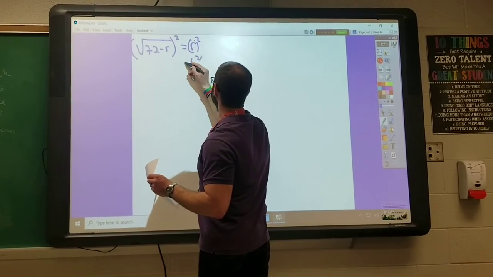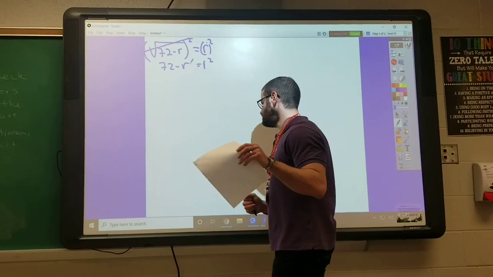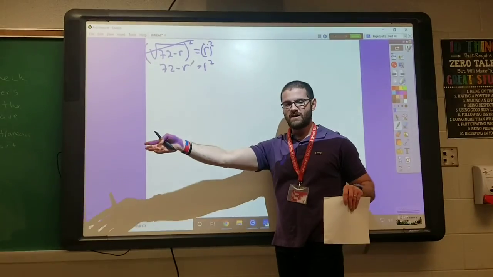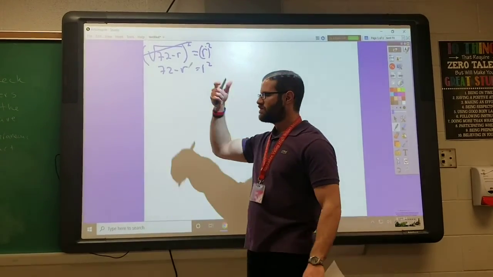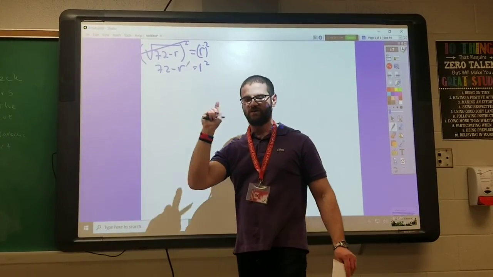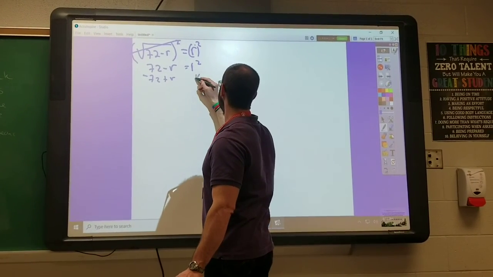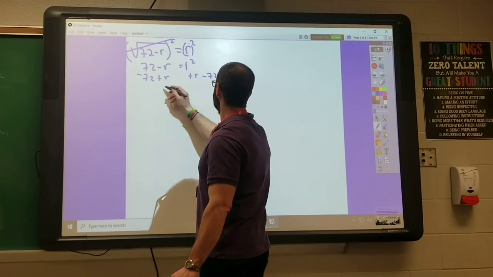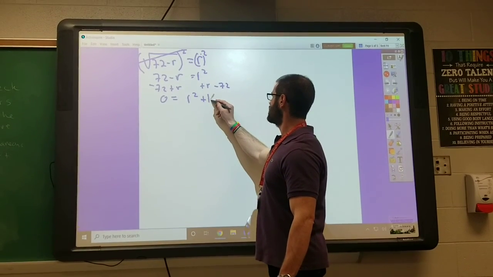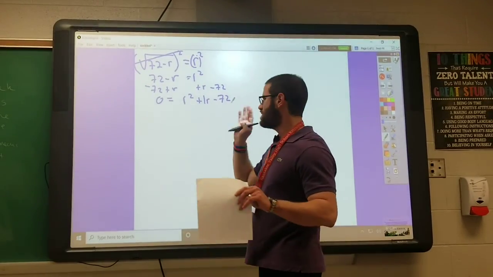So I have r squared on this side. Remember, the square root goes away on the left. I have 72 minus r. Okay, we have an r squared here, so we're looking at a quadratic equation. Remember, in order to solve a quadratic equation, whether we factor, which we're going to do, or whether we do quadratic formula, one side always has to be equal to 0. So I'm going to subtract 72 and add r to both sides. So I have 0 equals r squared plus 1r minus 72. Once it's equal to 0, we're ready to solve.